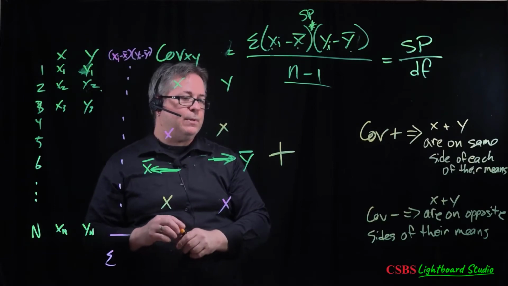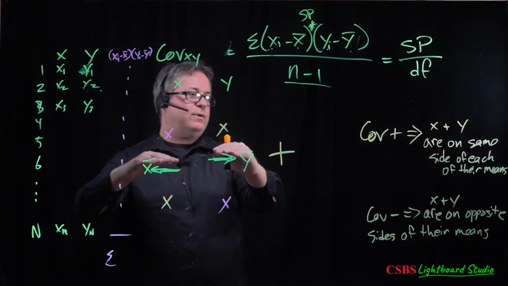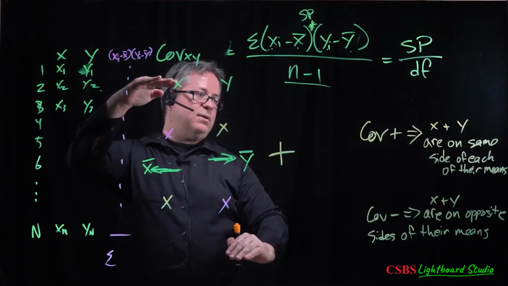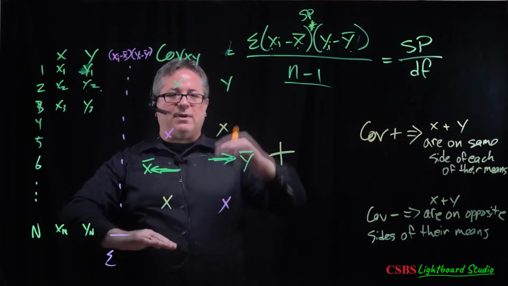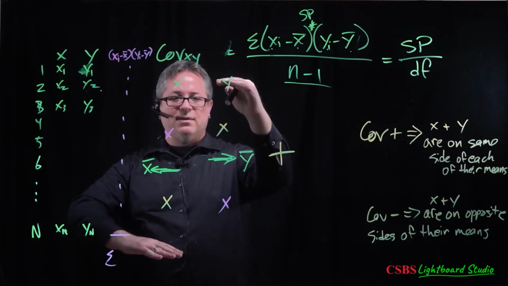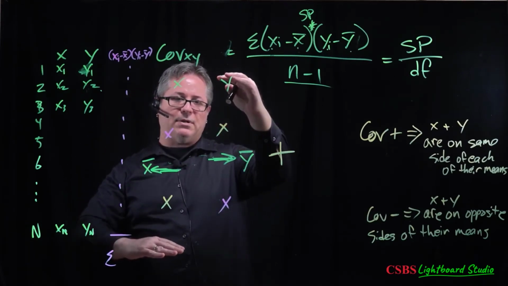Make sense? So watch my hands for a second here. With negative, high scores on X tend to go with low scores on Y. Low scores on X tend to go with high scores on Y. High scores on Y go with low scores on X. Low scores on Y go with high scores on X. Right? So there's this opposite thing.